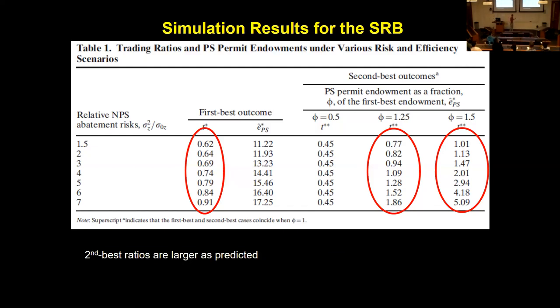Now, if I increase the inefficient number of permits by up to 50%, 50% too large, you'll see that all my ratios now become greater than one. And we get really into the 2 to 3 range here, where we're at 5 to 6 for this risk ratio.